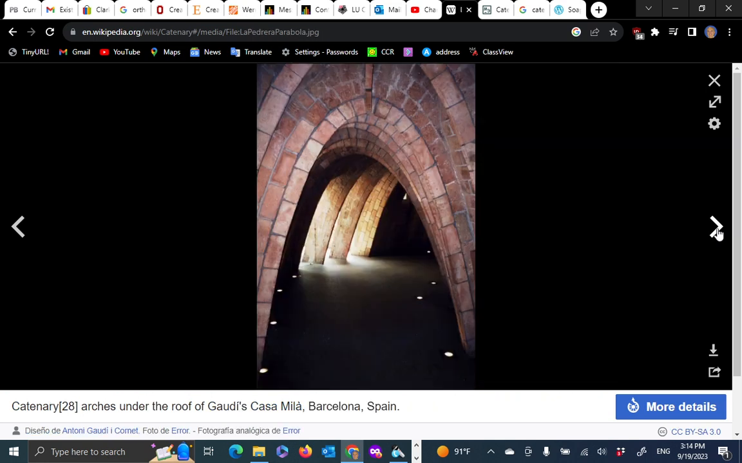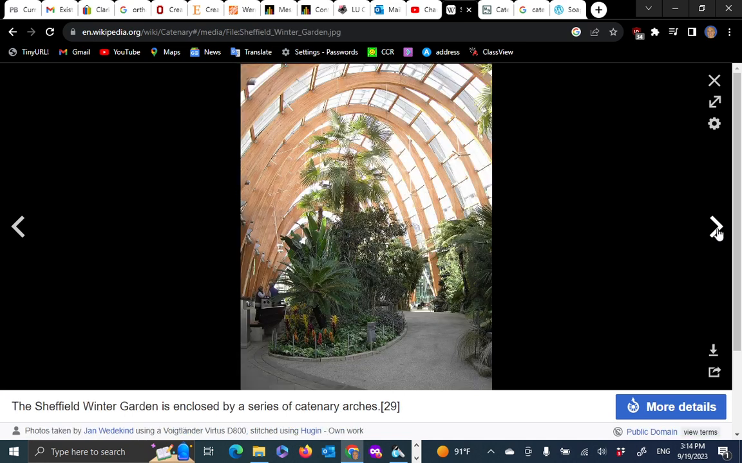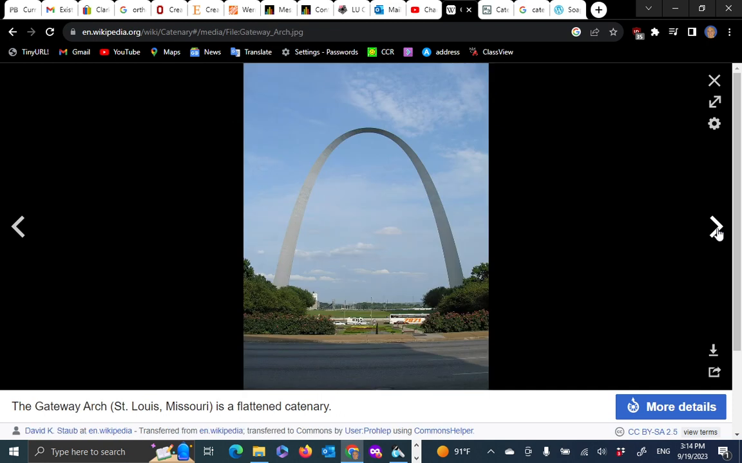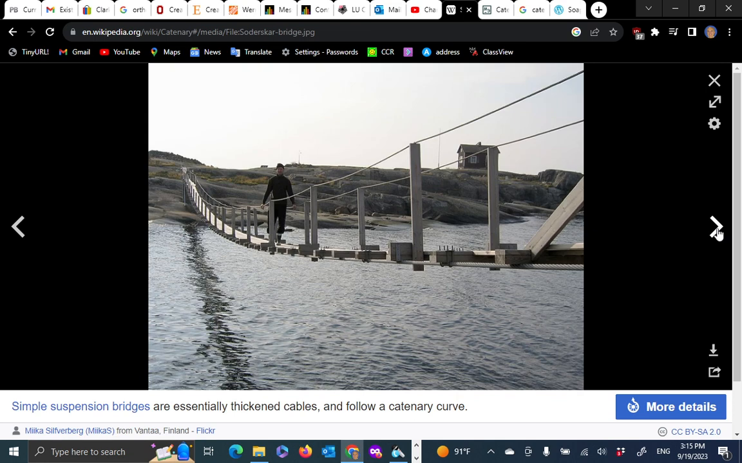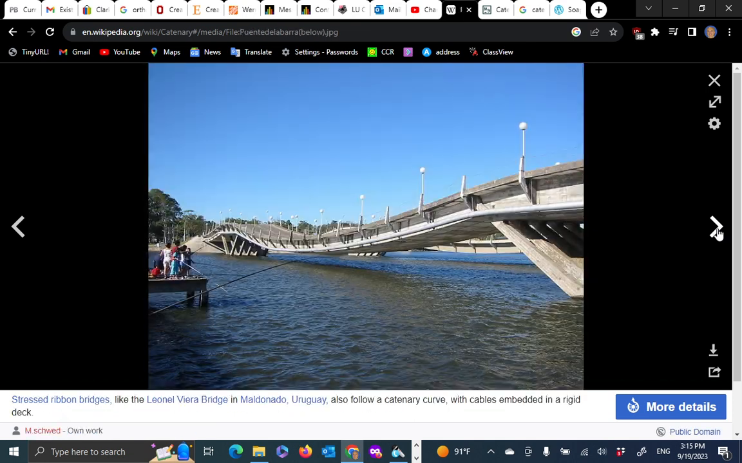These archways are based on that curve. Sometimes you see it in modern architecture. And this is, of course, the Gateway Arch in Missouri. It's almost a catenary curve upside down. This is an example of a modern construction somewhere. And this is some bridge, again, based on that curve. This is a more elaborate one.